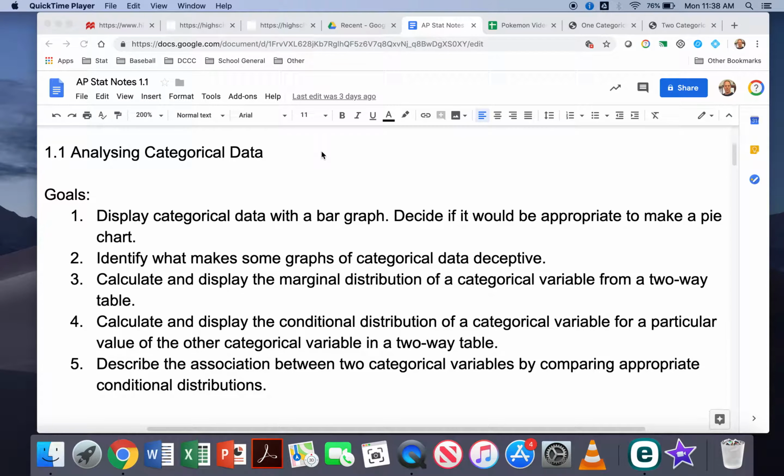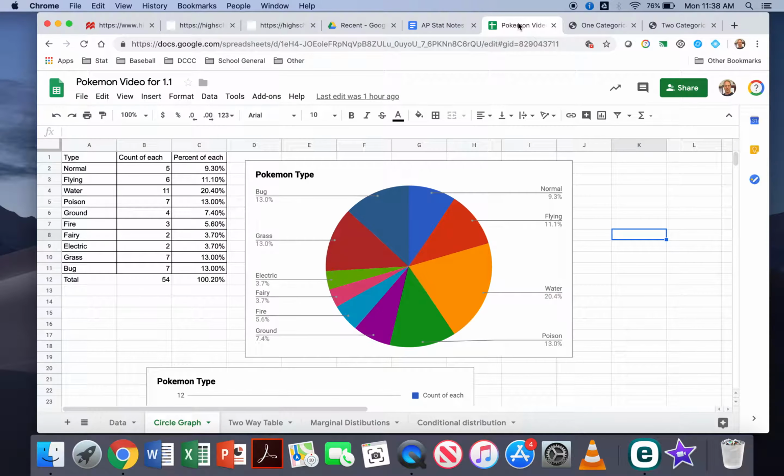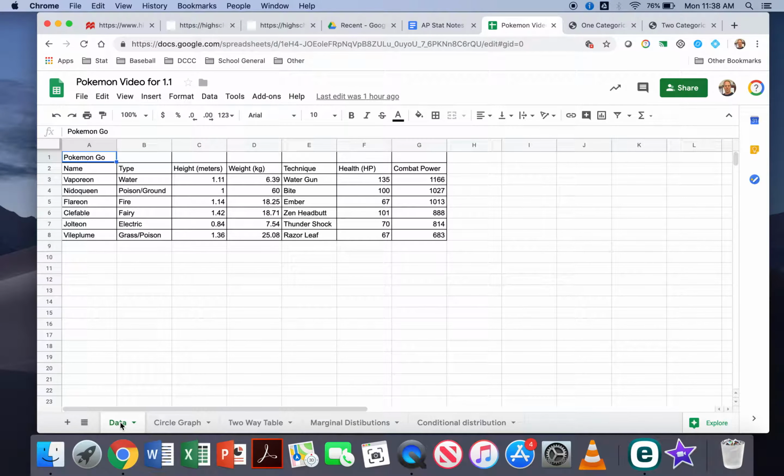Goals or objectives for section 1.1. I collected data from a game called Pokemon Go. Maybe you've heard of it before. A couple of years ago, it was very popular. So I have some data here in the two-way tables.